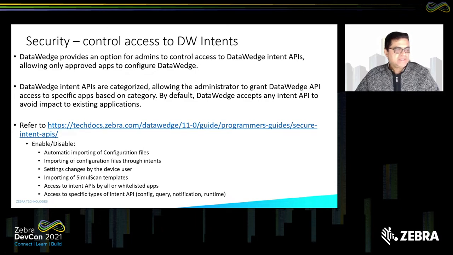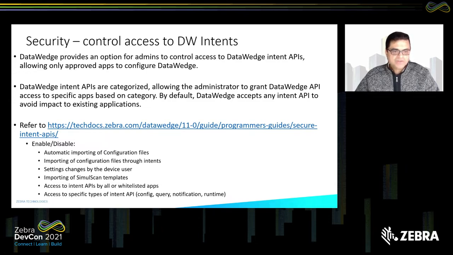So we do provide StageNow. We do provide options for EMMs to configure these options, control over DataWedge intents, as to who uses them and how to use them. So basically what you can do is you can use your EMM or StageNow to tell DataWedge, do not automatically import configuration files. Today, if you don't do anything, if you don't disable this, you can drop a configuration file and change the behavior of DataWedge completely, because that file that you put in DataWedge folder can be automatically imported and acted upon. That could be a security gap, and you can disable it.